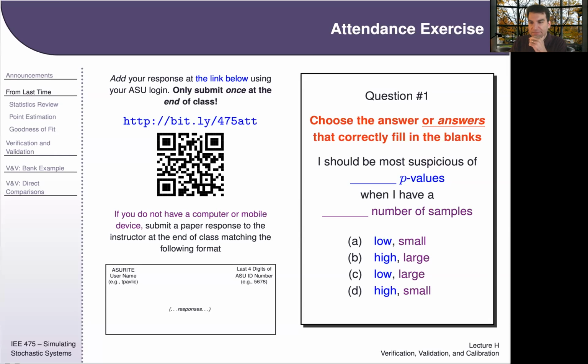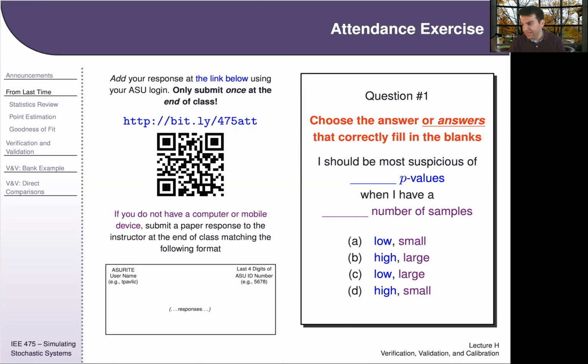All right, I'm seeing a lot of D's. I'm seeing a couple of C's and a couple of B's, no A's. Since I see so many D's, let's take a look at that case. High p-values mean that under the null hypothesis, these data are highly likely. That's what a high p-value means. If I have high p-values but a small number of samples, then I would agree that I would be suspicious of this D case down here.